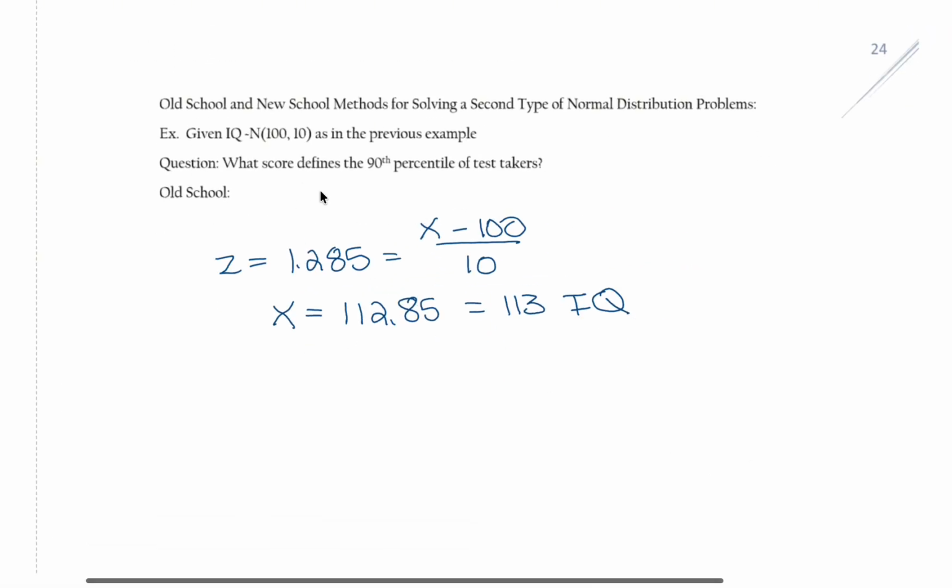So another is, what score defines the 90th percentile of test takers? Okay, so this is a different question, but it's also going to be asked frequently in the AP exam. So basically what you're going to do is first find the z-score from your z-table on your brochure and set the formula. We know that mu is 100 and standard deviation is 10, but we don't know the x right here. So you're going to leave x as your variable and set the z-score equal to it. Basically, you'll construct an equation and find x. So find x right here and approximate 113 IQ.